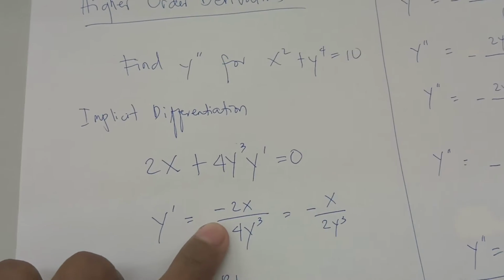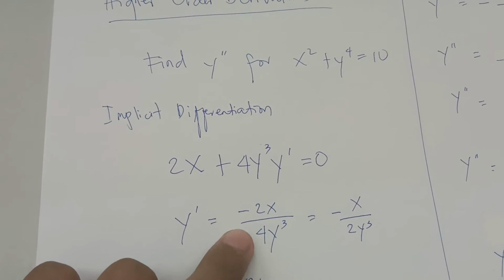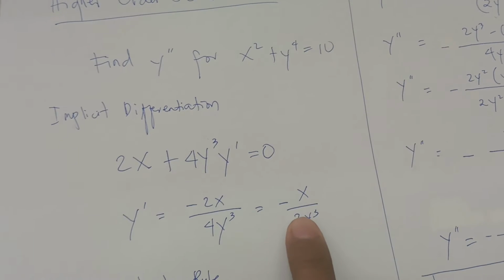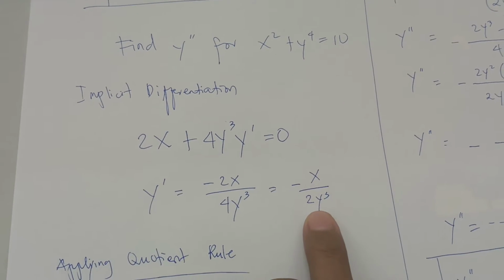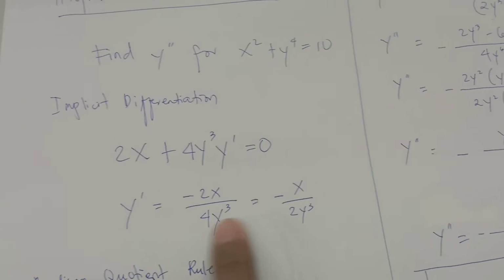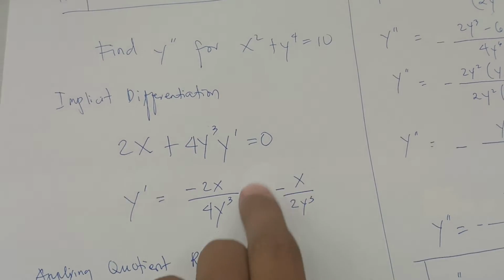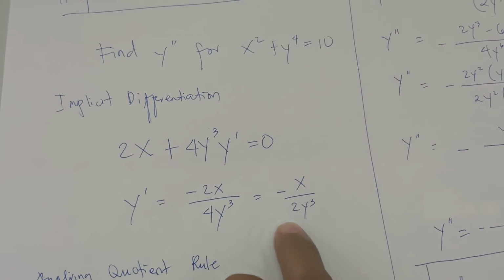Since we still have a common factor between the two, that is 2. That's why we have negative x over 2y cubed. So this is now our y prime. For our y prime, we have here our function.